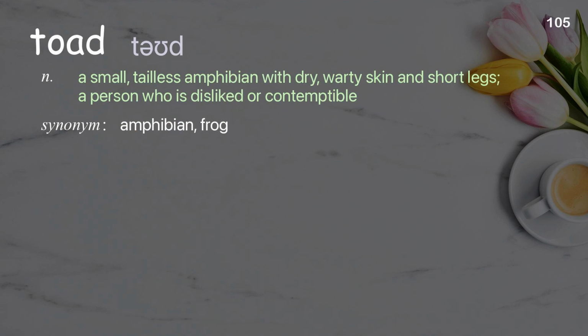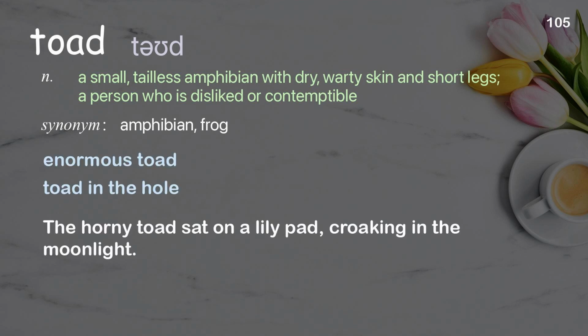Toad. A small, tailless amphibian with dry, warty skin and short legs, a person who is disliked or contemptible. Examples: Enormous toad. Toad in the hole. The horny toad sat on a lily pad, croaking in the moonlight.